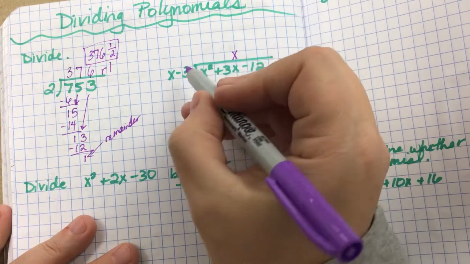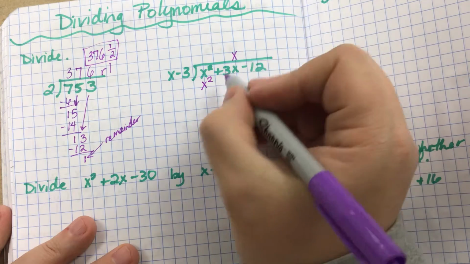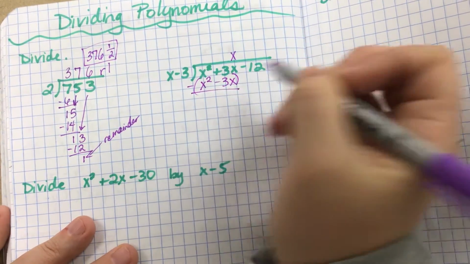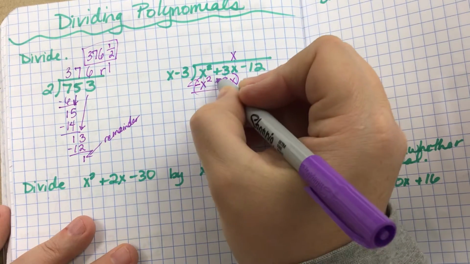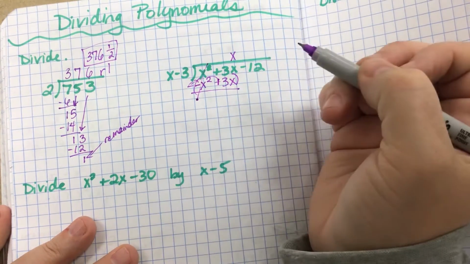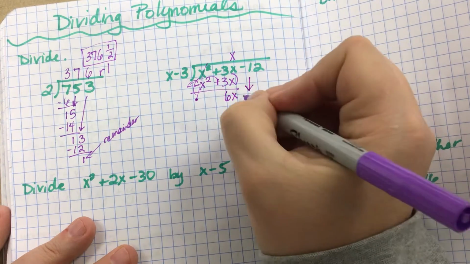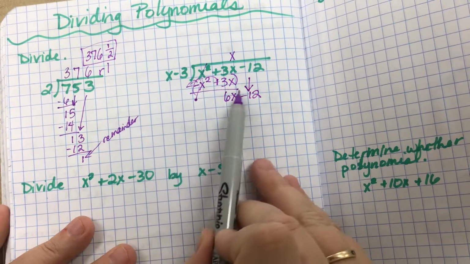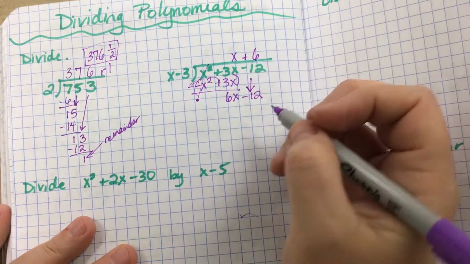So what I end up with is x times x, which is x squared, and then negative 3 times x is negative 3x. When I subtract, it's like you're changing the sign of each one. So that makes it a negative x squared and then a positive 3x. So this will cancel out like it's supposed to. 3x plus 3x is 6x, and then I'm going to bring down the negative 12. So now again, what do I have to multiply x by to turn it into a 6x? We need a 6, and it's a positive 6.